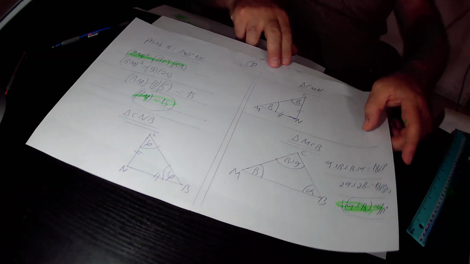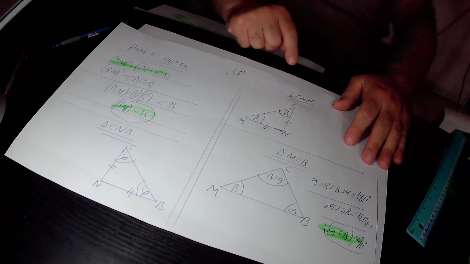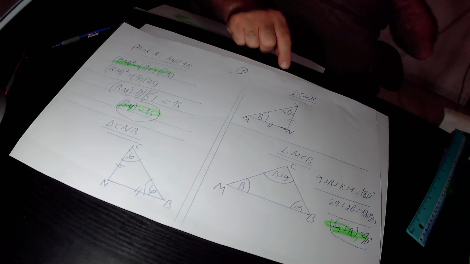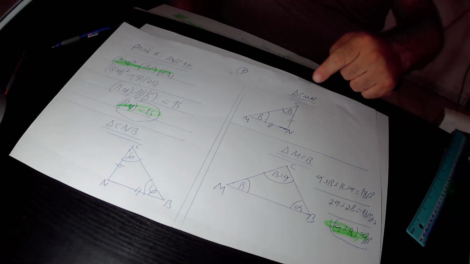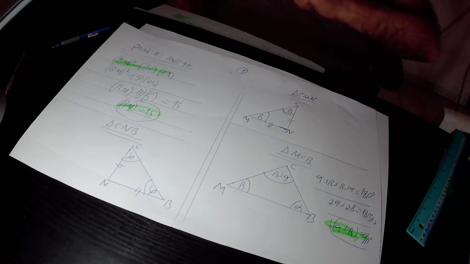So this is triangle NCM that I copied from the original drawing. According to rule 2, CN equals NM.